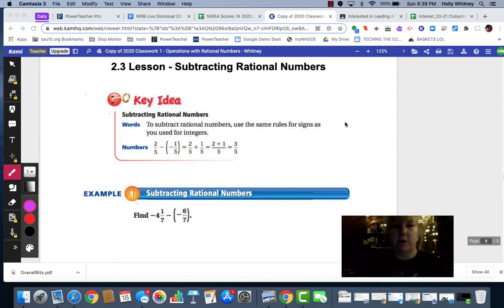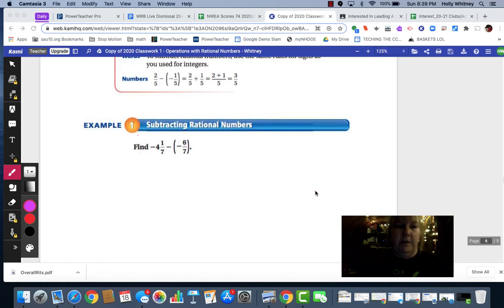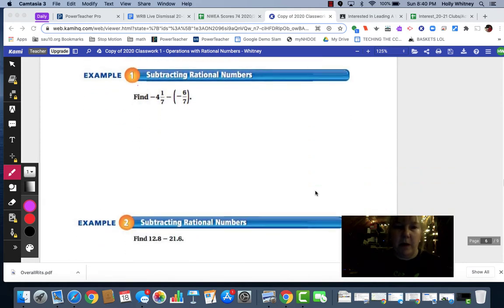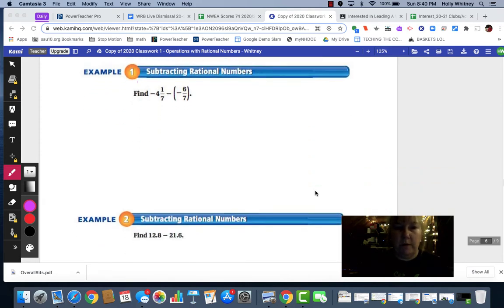And honestly, subtracting rational numbers is just like subtracting integers. You rewrite them as addition problems and then solve them. So let's get started with example number 1, where we're going to subtract negative 4 and 1/7, subtract negative 6/7.